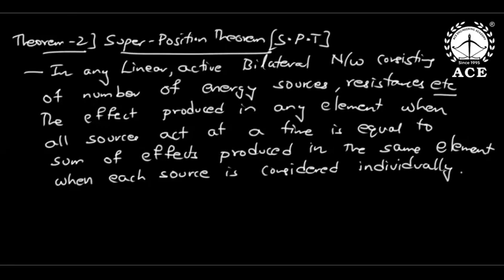So in any linear active bilateral network consisting of a number of energy sources, resistances, the effect produced in any element when all sources act at a time is equal to the sum of effects produced in the same element when each source is taken individually. That is the meaning here.